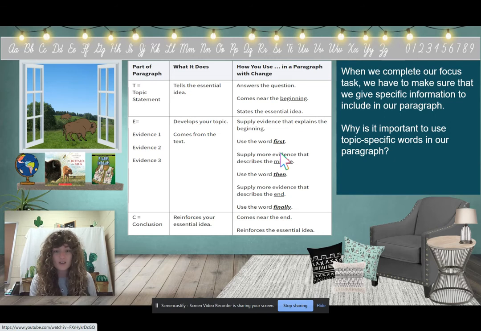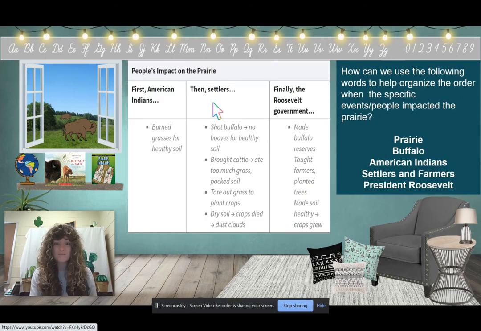So we'll start with first, we'll talk about the Native Americans. Then we'll talk about the settlers. And finally, we will talk about President Roosevelt. Remember to use those topic-specific words. I can't use the word people or he or him for those sentences because I have to tell who exactly I am talking about. And then we will finish with a conclusion, and that reinforces, so that restates what we said in the topic statement.